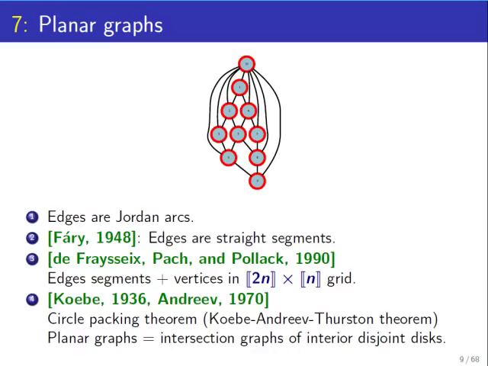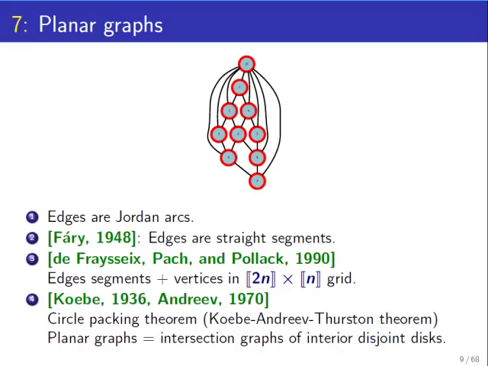So let's start from the familiar planar graphs. So planar graphs are just graphs where the vertices are just points in the plane, and we draw the graph in the plane where an edge is a Jordan curve, and no two Jordan curves are allowed to intersect in their interior. So the first interesting observation is that planar graphs can be drawn using straight segments.